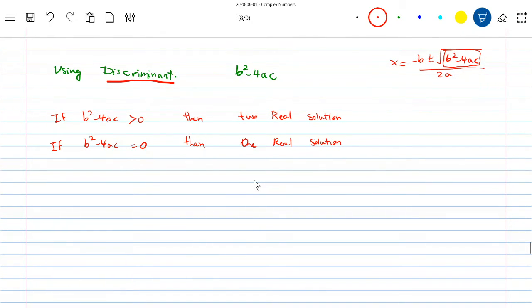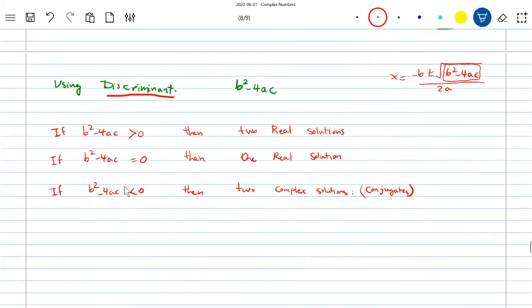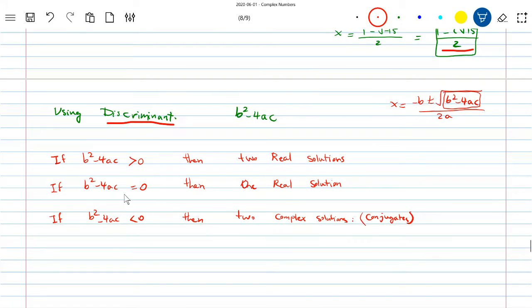Okay, so here, if the discriminant, which is b squared minus 4ac, is a negative value, then we have two complex solutions. And these complex solutions turn out to be conjugates of each other. This is important, the fact that they're conjugate, for factoring polynomials later on if you know one of the complex solutions.